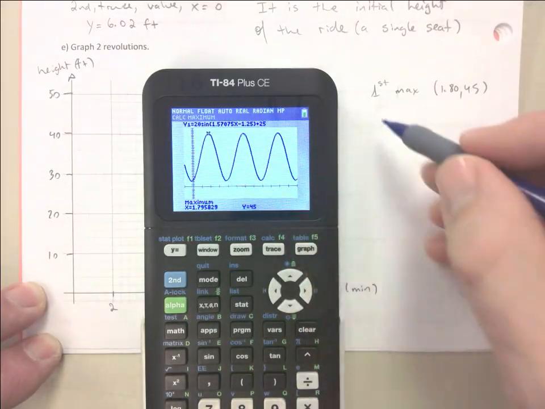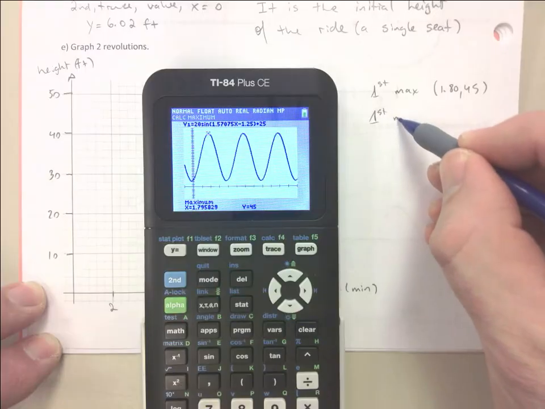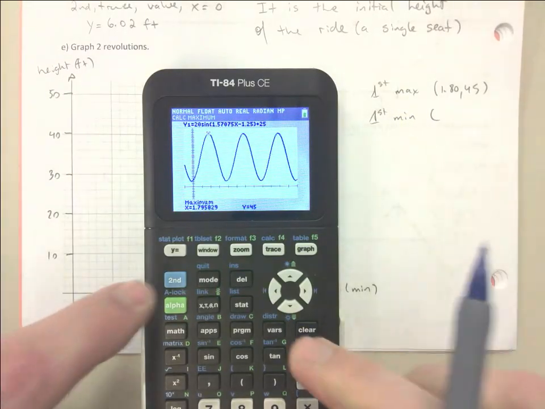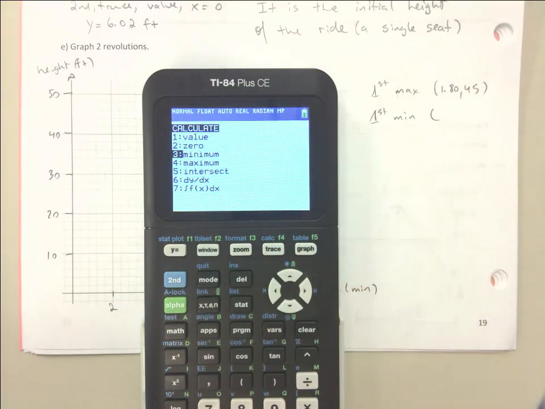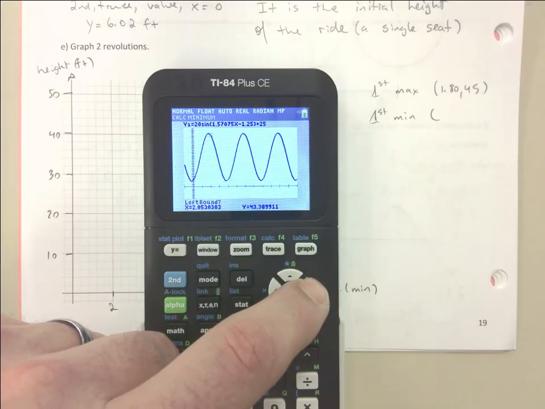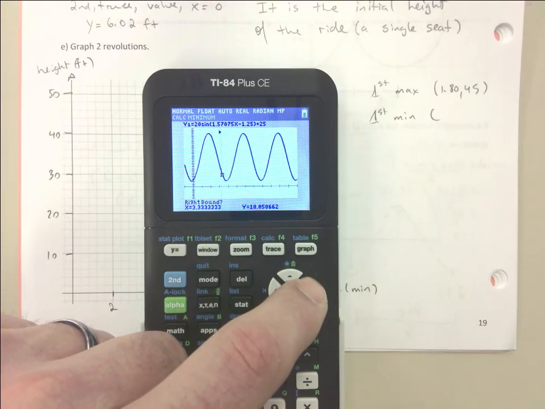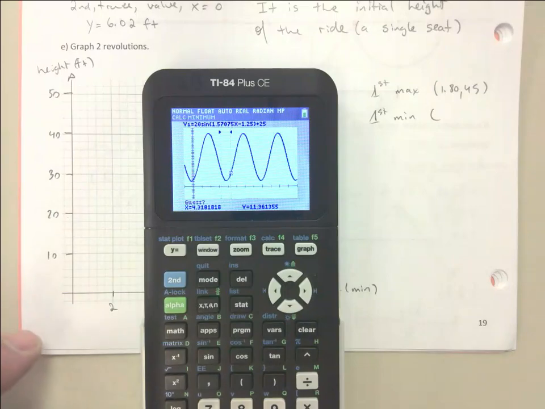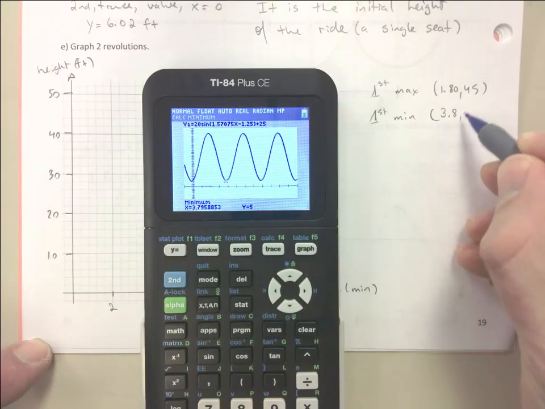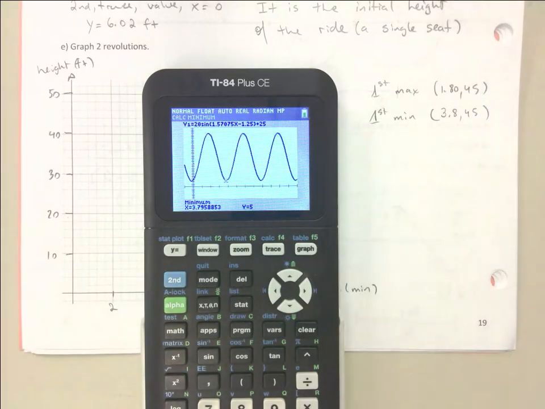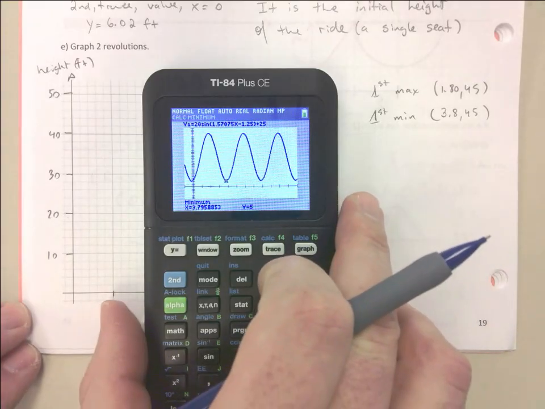And the first low, I need to know the exact location. I know it's going to be 5, right? In terms of the Y. So you got to go min, travel to that one, enter, enter. You get 3.845. Got it?